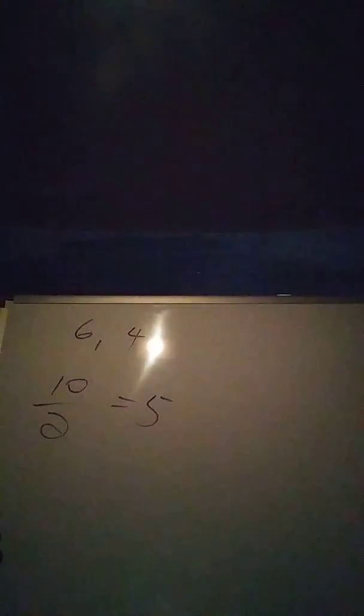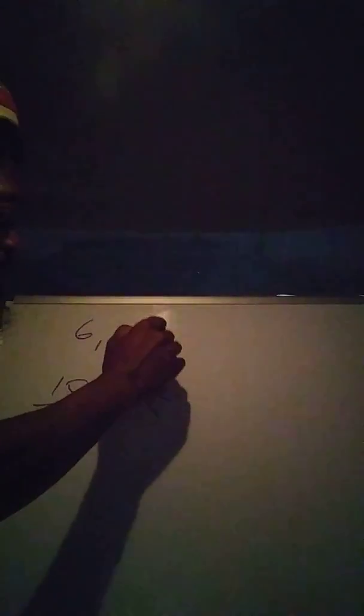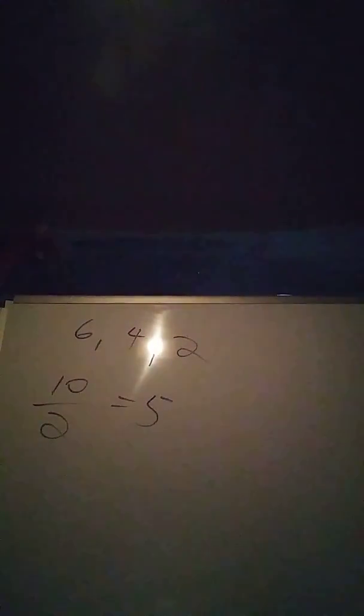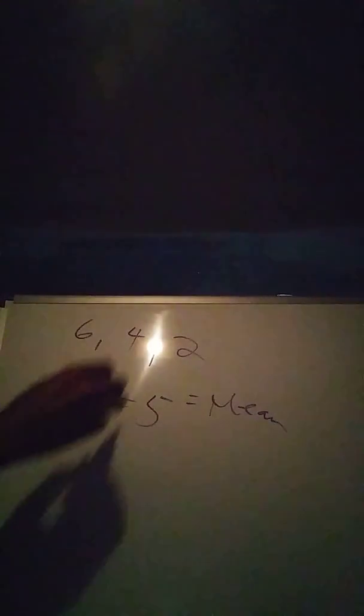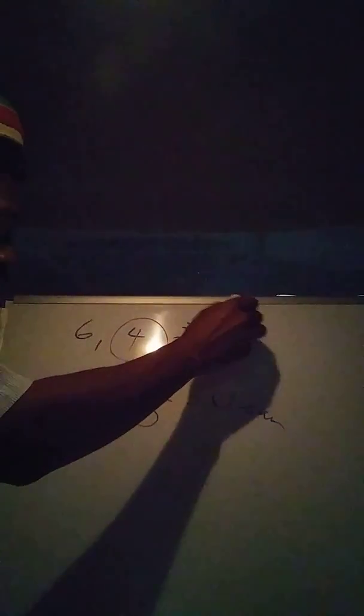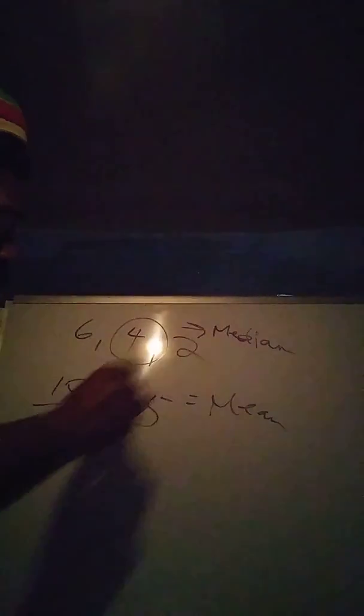Okay? Now that's a mean. The median would be the middle number. So let's say you had 6, 4, and 2, right? You arrange the numbers in terms of highest to lowest or lowest to highest, and then you find the middle number. That's the median, right? The median would be 4 because that's the middle number, okay? That would be the median if it were 3 numbers, right?